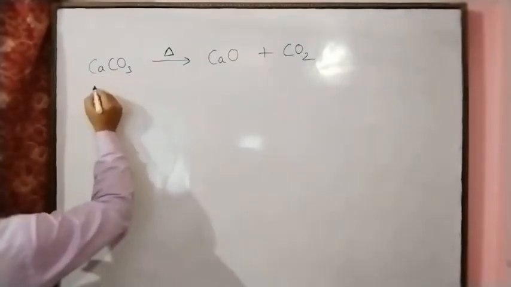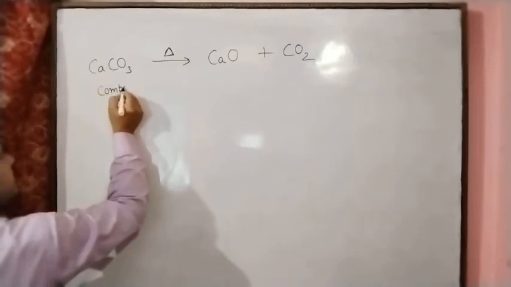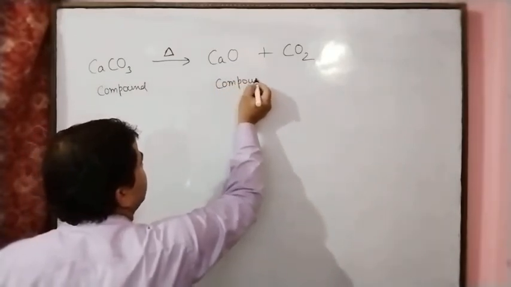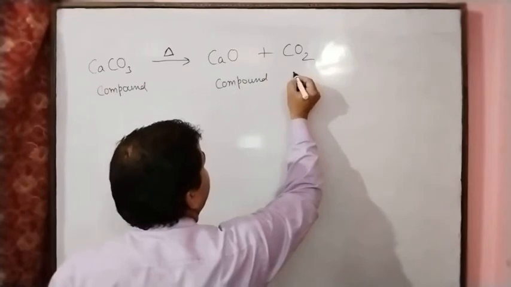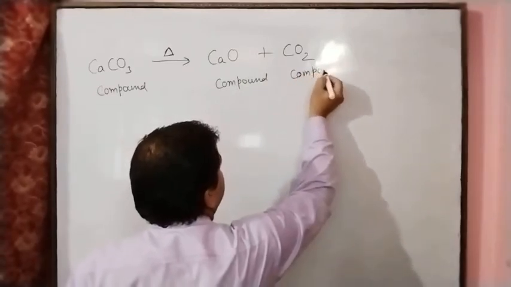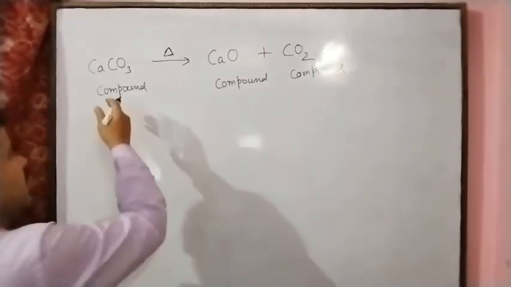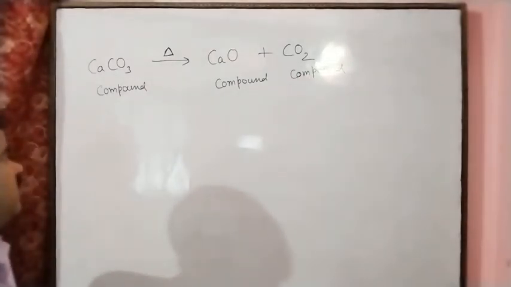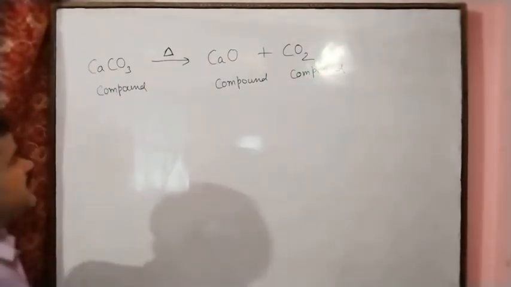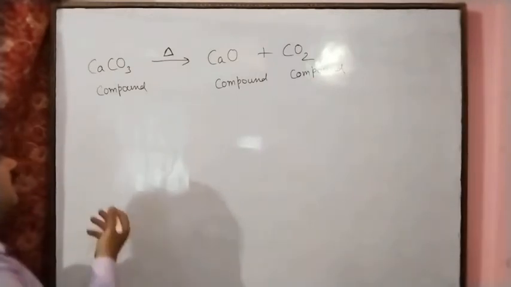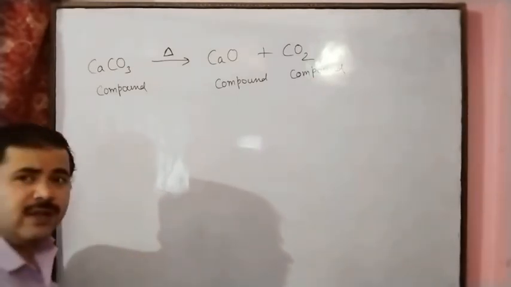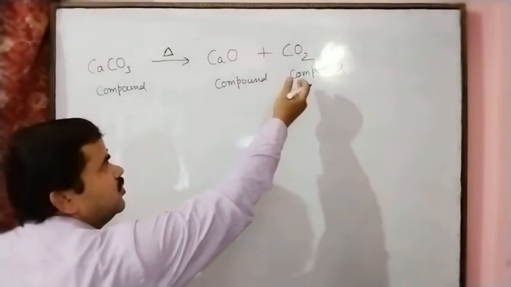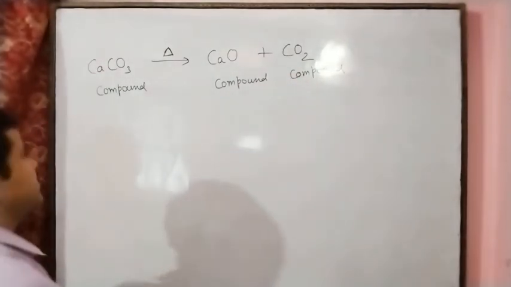Calcium carbonate is a compound. Calcium oxide is a compound, and carbon dioxide is also a compound. So we can see one compound decomposes into two simpler compounds, calcium oxide and carbon dioxide, in this example. In a decomposition reaction, one compound decomposes into two or more simpler substances, and here we are getting two simpler compounds.